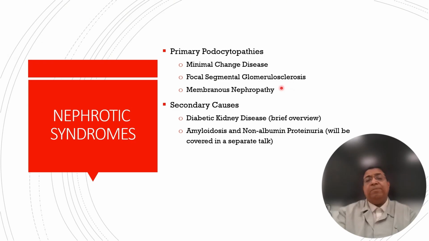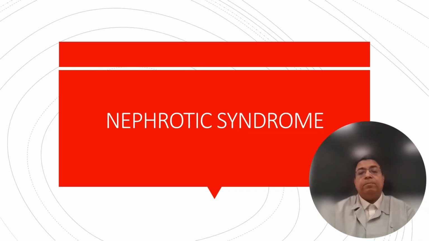Amongst the other secondary causes of nephrotic syndromes is diabetic kidney disease, and then amyloidosis and non-albumin proteinuria syndromes. We will discuss diabetic kidney disease in a brief overview. I will devote a special session to non-albumin proteinuria. So let's begin our discussion of nephrotic syndromes.